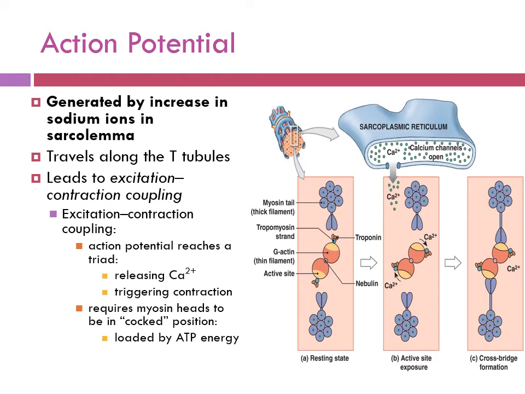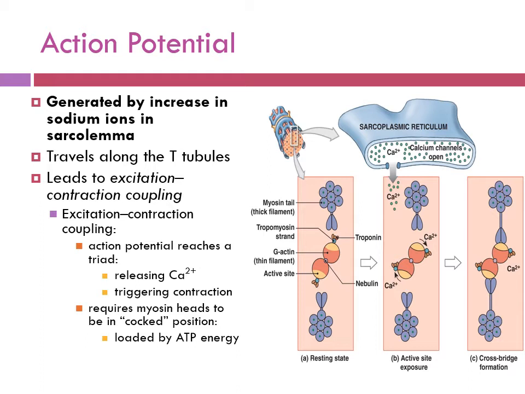So the action potential is generated by an increase in sodium ions through the sarcolemma into the sarcoplasm. It travels along the entire sarcolemma, so it travels down the T-tubules because they are extensions of the sarcolemma deep into the sarcoplasm, and the T-tubule is wrapped around the sarcoplasmic reticulum at the triad. So the excitation is that action potential reaching the triad, and when that action potential reaches the triad, it triggers the sarcoplasmic reticulum to release its calcium.